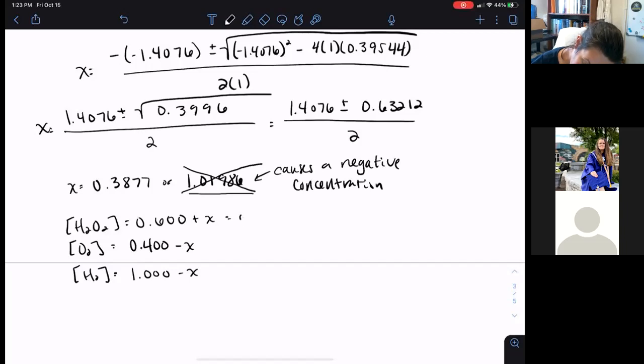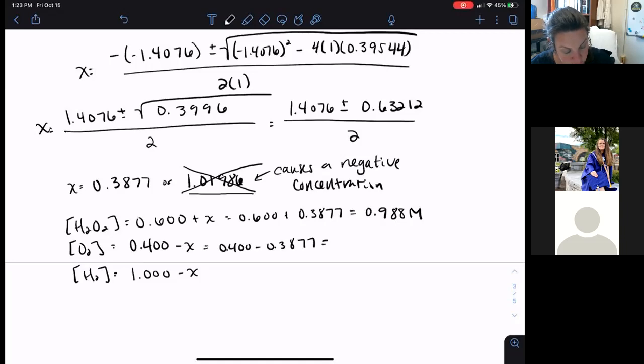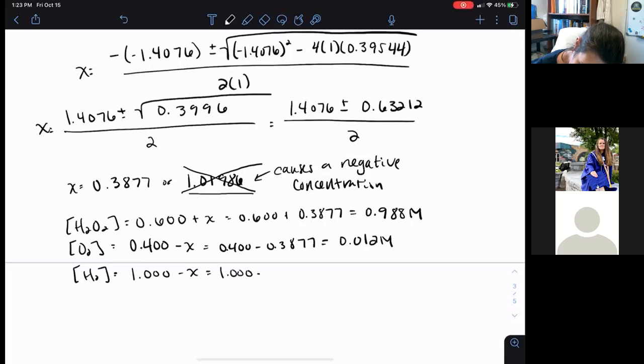So it's going to be equal to 0.600 plus 0.3877, giving us 0.988 molar. Then we have 0.400 minus 0.3877, giving us 0.012 molar, and then 1.000 minus 0.3877.